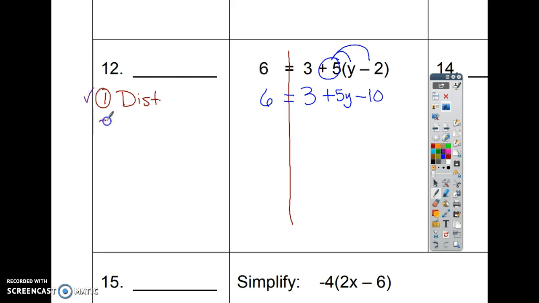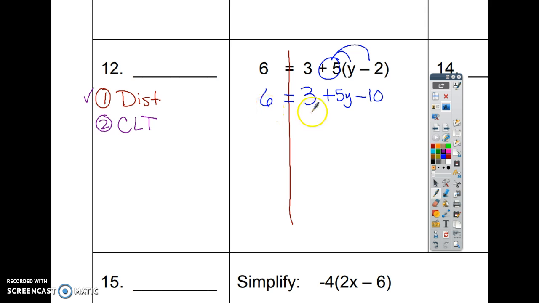Step number 2, combine like terms. Combine like terms means anything that looks alike on one side needs to be combined. So right here we only have the 6 on the left. I can't do anything with that.